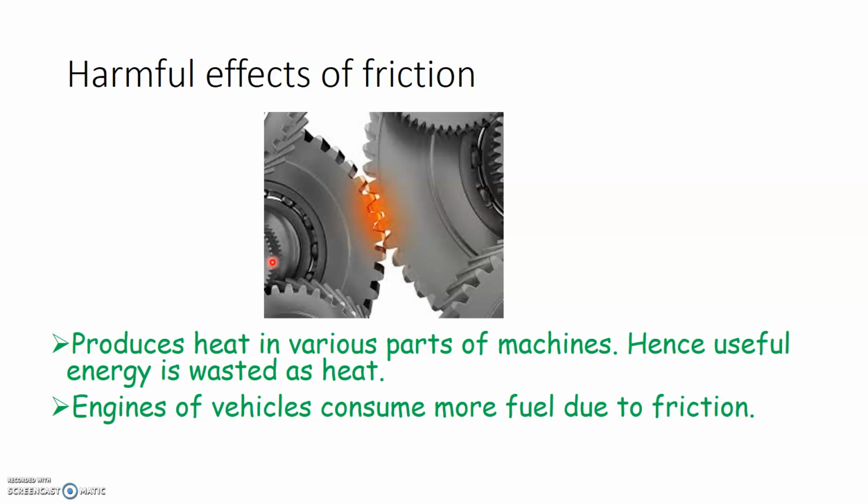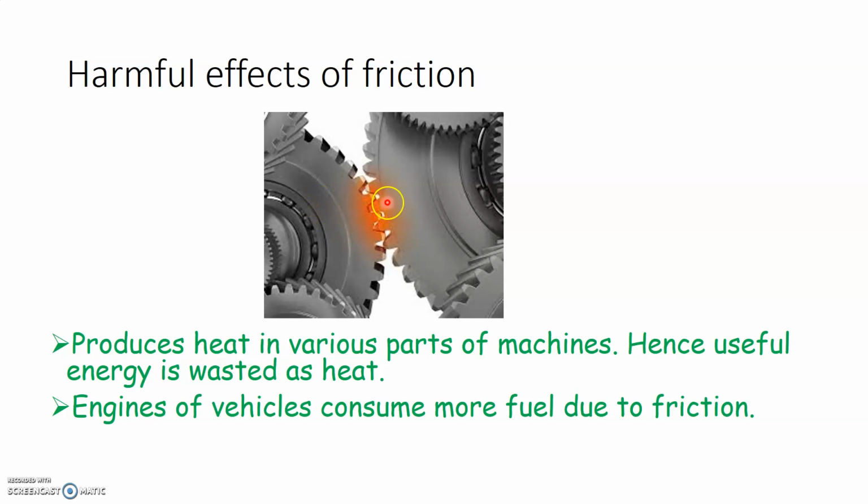In addition to that, friction also produces heat in various parts of machines. As you can see here in this picture, two surfaces are in contact with each other in a machine. And since they are in contact with each other, there is force of friction acting upon them as they move. So this force of friction produces heat in various parts of machines. And therefore, useful energy is getting wasted as heat energy.